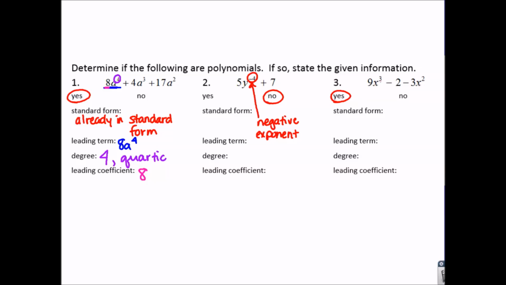If we look at our exponents, we have an x cubed and we have an x squared. So the x cubed term needs to come first. Then the squared term, and make sure that you know that the subtraction symbol will stay with that term. And then the constant should always be at the end.